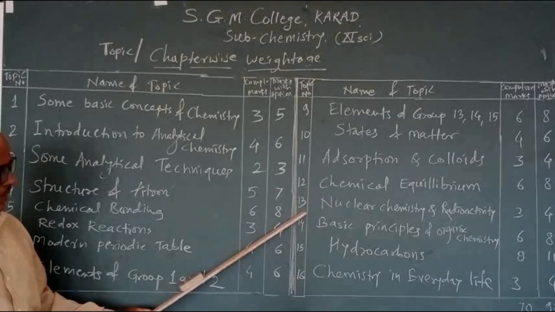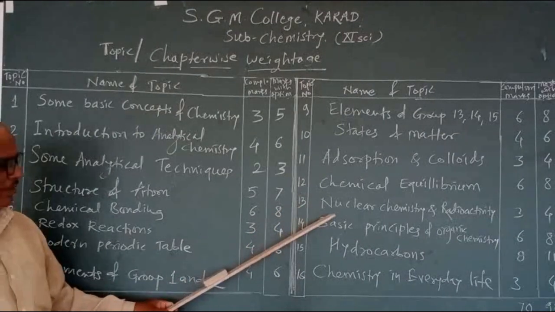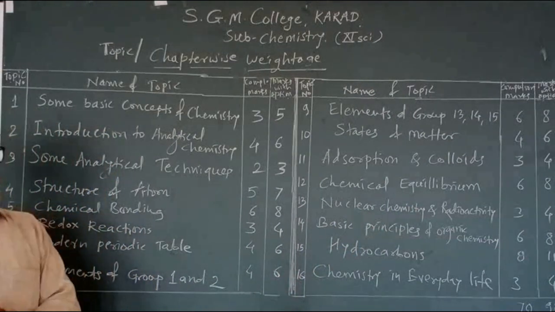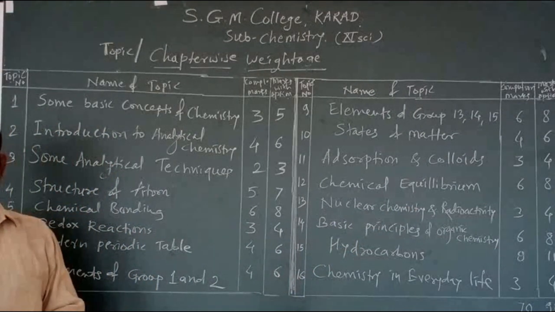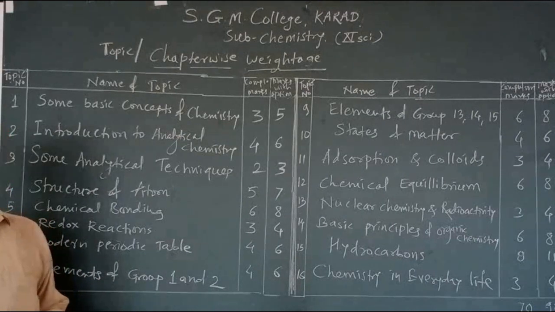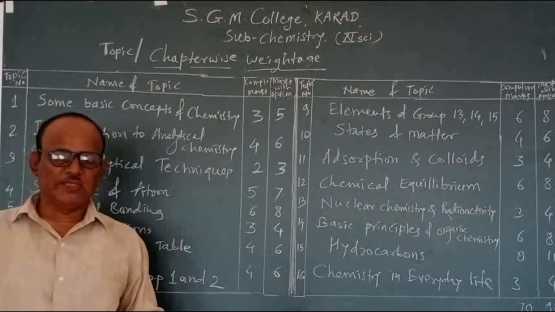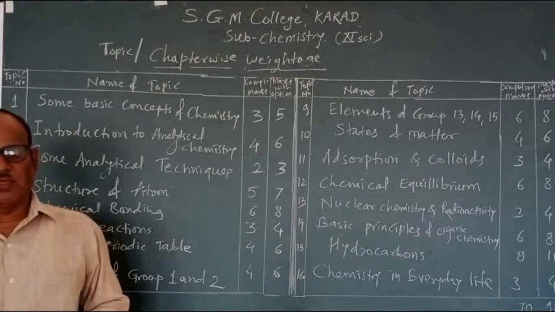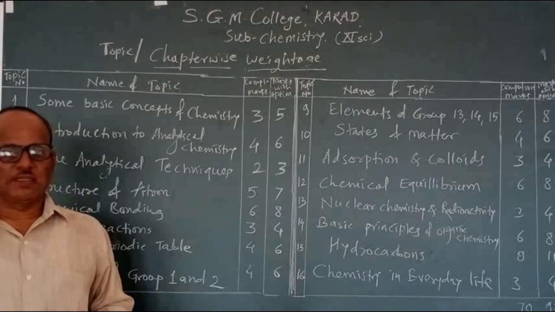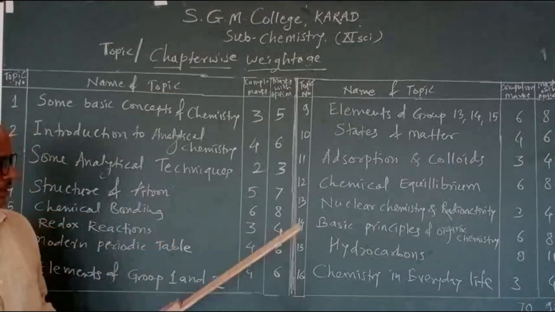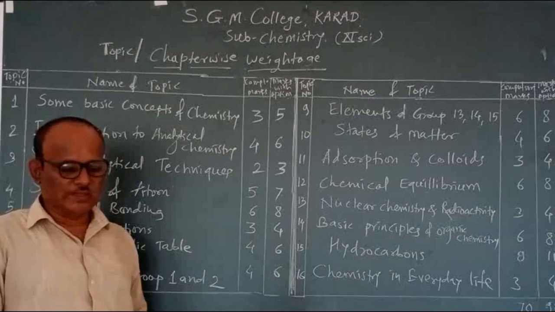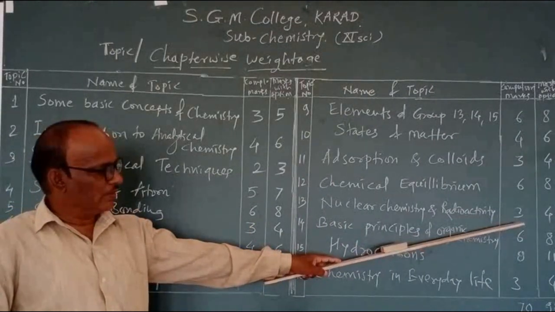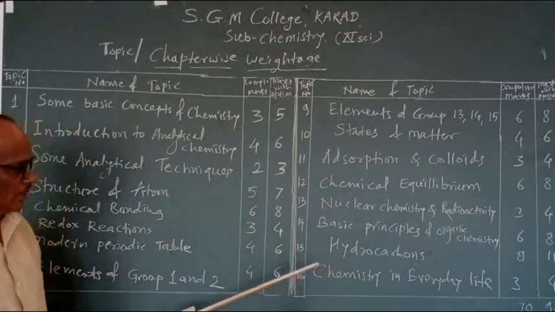Then topic number 13, the name of the topic is nuclear chemistry and radioactivity. What is nuclear chemistry? It is related to the nucleus. Radioactivity means there is a continuous emission of radioactive rays, that is alpha, beta, gamma rays, and some particles are also emitted. We study this in this topic. This topic carries 3 marks compulsory question and 4 marks with option.